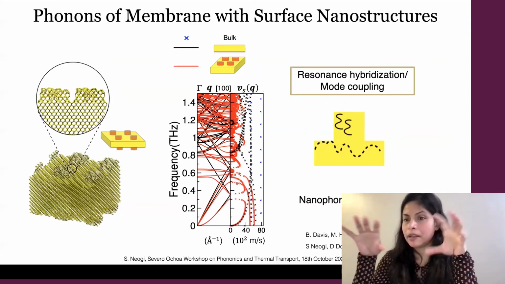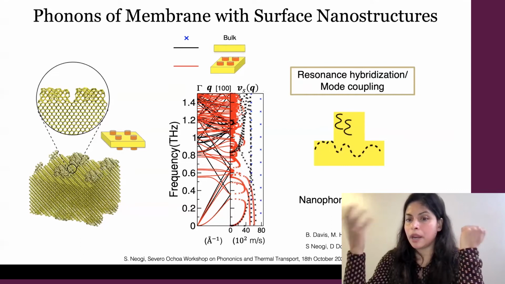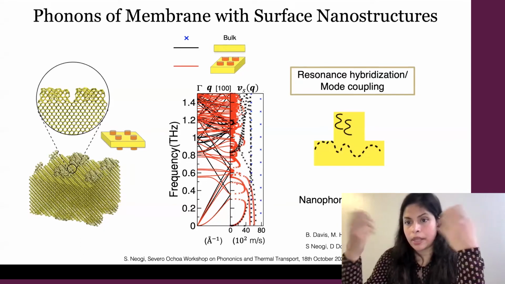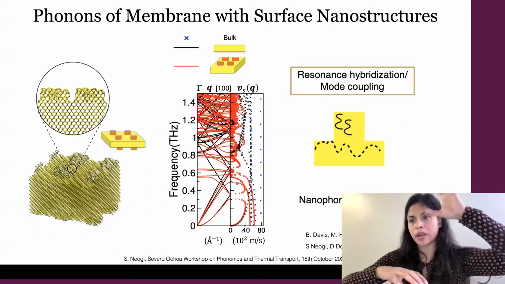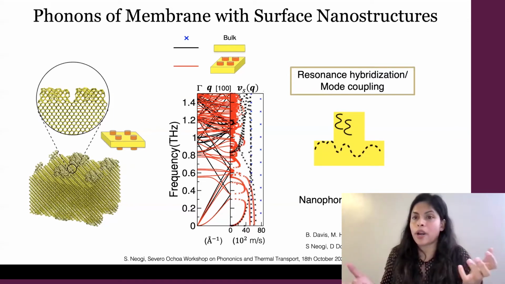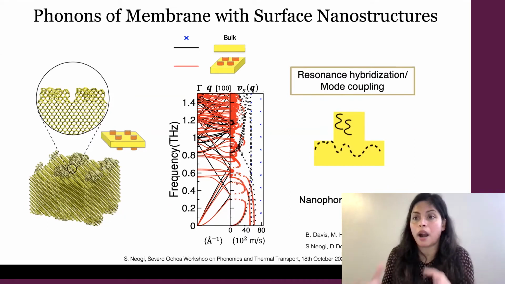So you have a different kind of hybridized modes going on in the membrane. You can call them mode coupling between the membrane modes and the resonator modes on top, or this is now known as resonance hybridization. But because of this, the membranes become something like a metamaterial, and the properties of these phonons are different from the materials that was before.